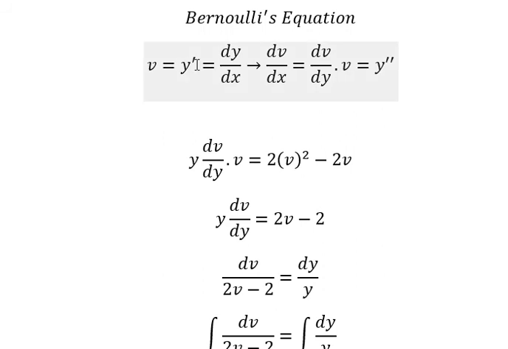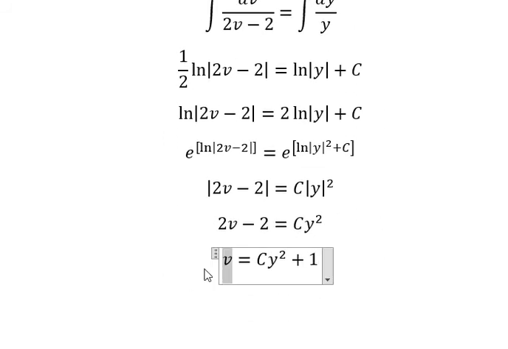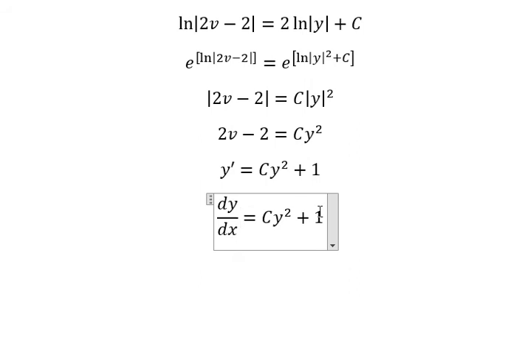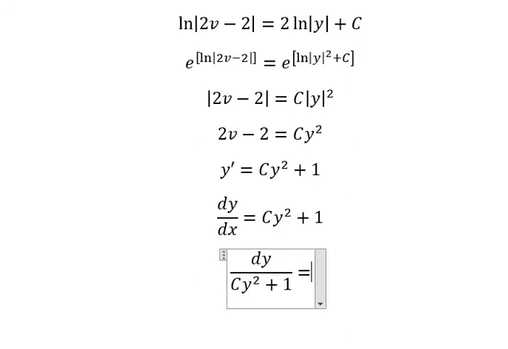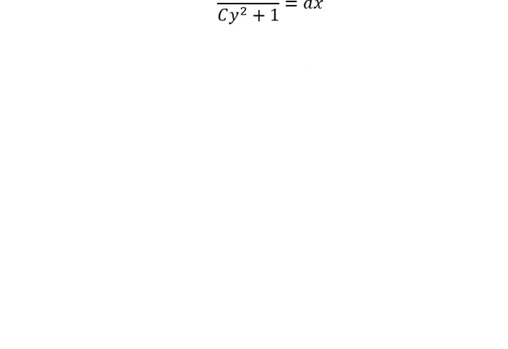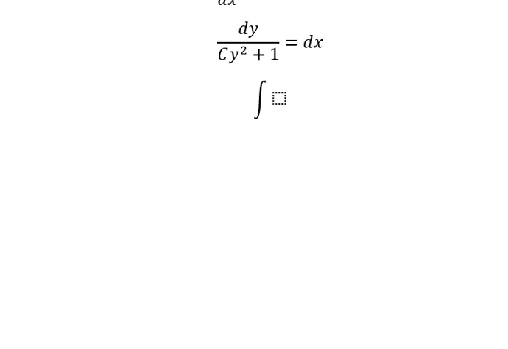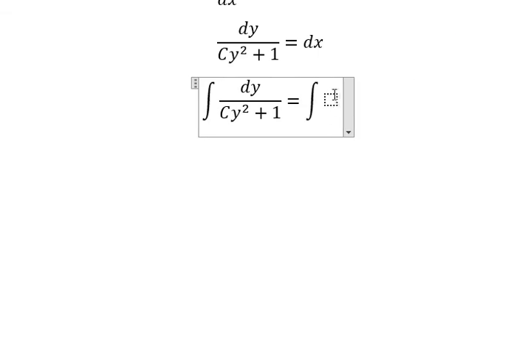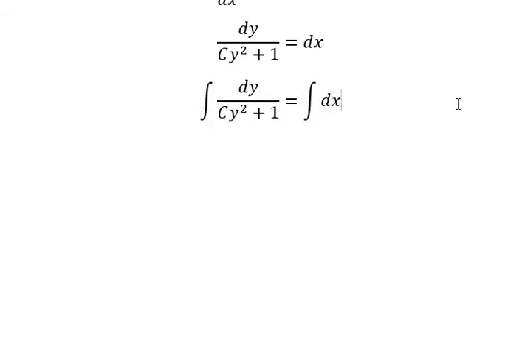Now about v, that's this one. So this one we get dy over ds. So the s will go to the right, cy squared plus 1 will go to the left. Now we put the integration for both sides. Now I will concentrate on this one.